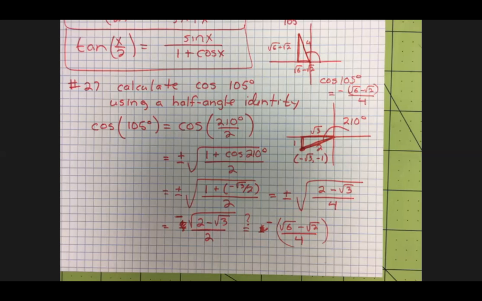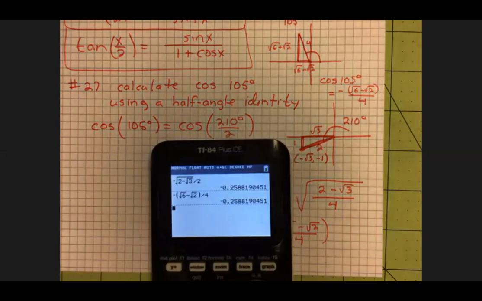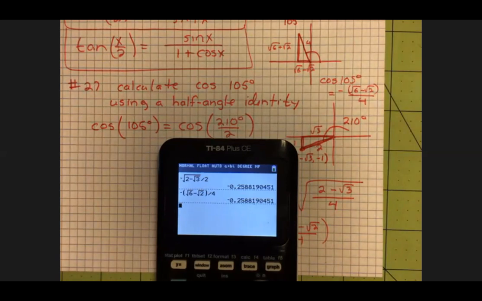And minus the square root of 6. Ugh, I'm not typing this in well. Minus the square root of 6 minus the square root of 2, divided by 4. Those two numbers are exactly the same.